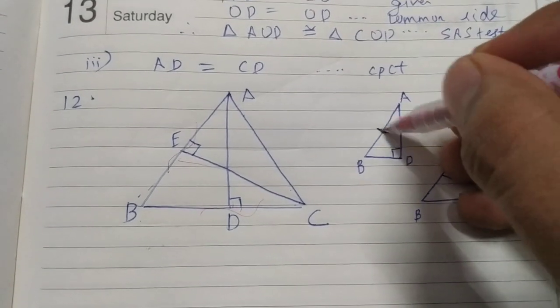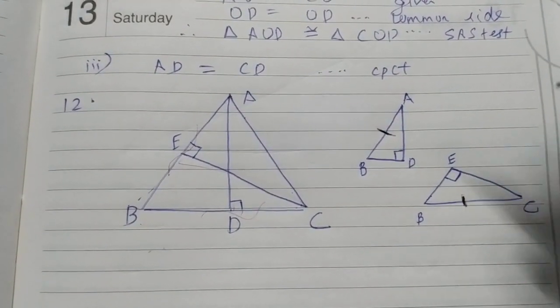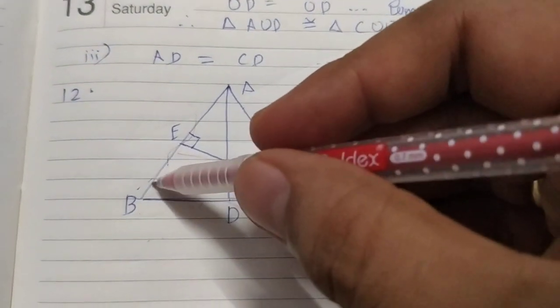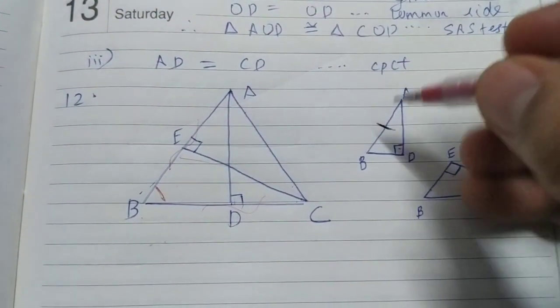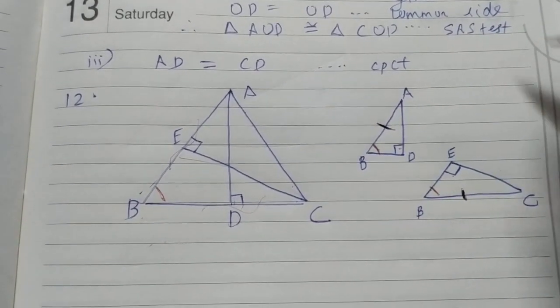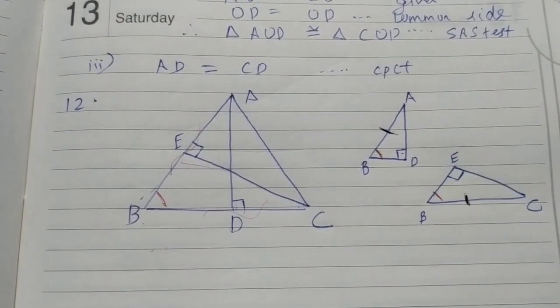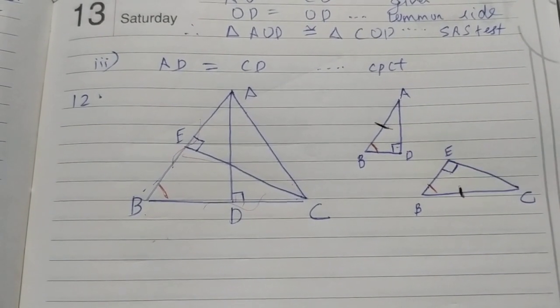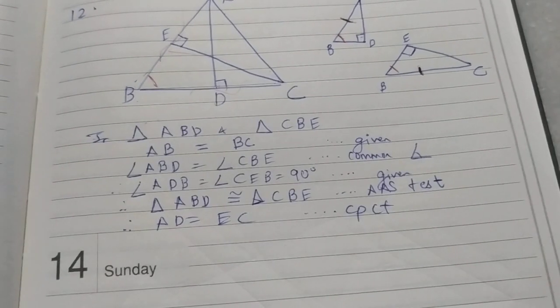Now AB is equal to BC given, and this is 90 and 90 given. I need one more thing. Well, this seems to be a common angle. Let's check. Yup, this angle is equal to this angle. So which test is this? SAA test. So by CPCT, this is equal to this. Here are the statements.